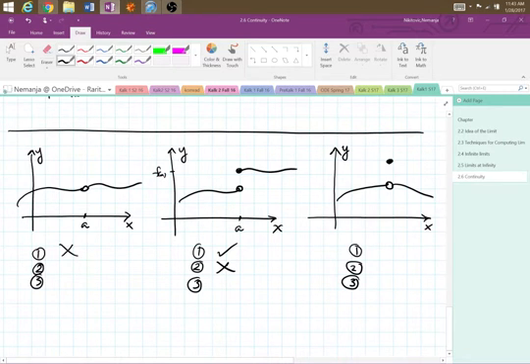How about the third one? Does the function value f of a exist? Sure. It's right here, called f of a. Pass. Does the limit exist? Yes. Nice. It's right here, L. Are they the same value?